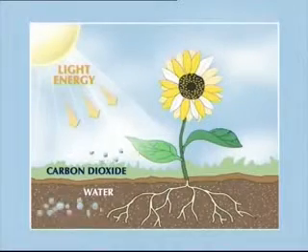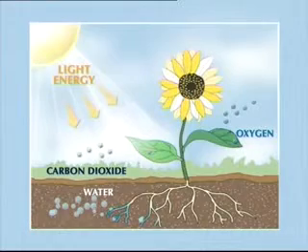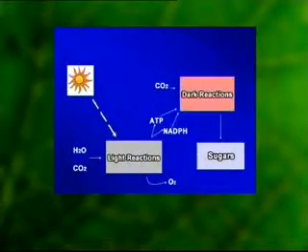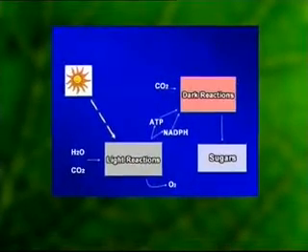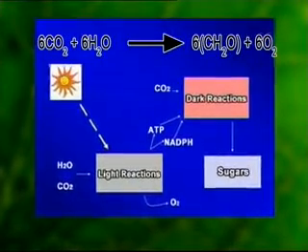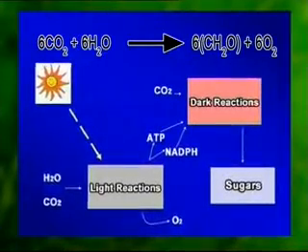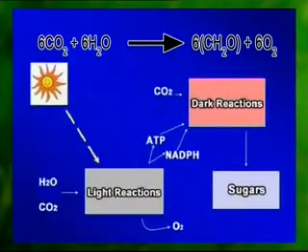Light energy drives the reactions. Oxygen is a byproduct of photosynthesis and is released into the atmosphere. The equation summarizes the photosynthesis: 6 molecules of carbon dioxide combine with 6 molecules of water in presence of photons of light trapped by chlorophyll. The plant manufactures sugar and it gives off 6 molecules of oxygen in this process.